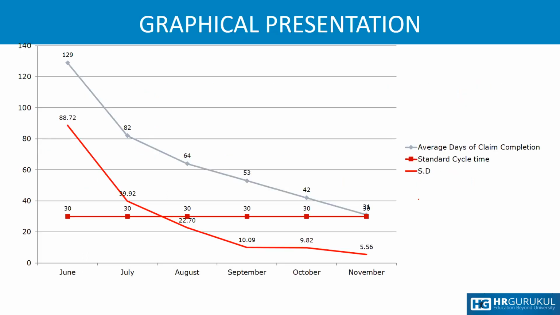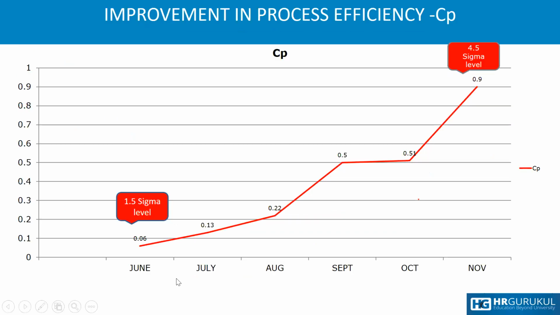If I show you graphically, you can see that from 129 days we have been able to reduce to 31 days in a period of almost 6 months. The standard deviation has also reduced from 88.72 to 5.67. Now when we look into the process capabilities, the CP value has increased from 0.06 to 0.9. And when we take out the sigma level, you will see that the process was improved up to 4.5 sigma level.